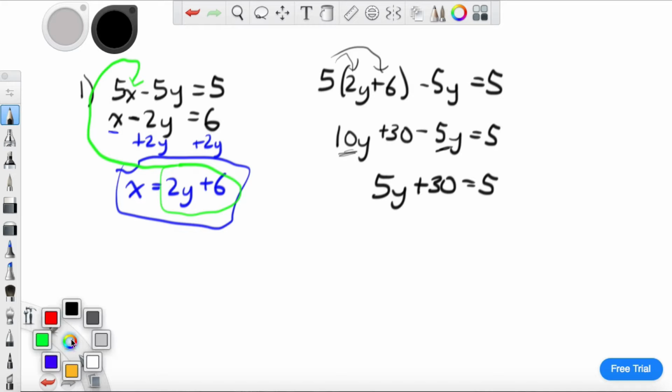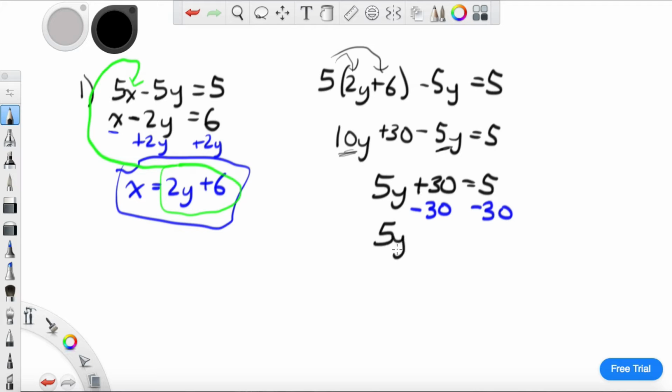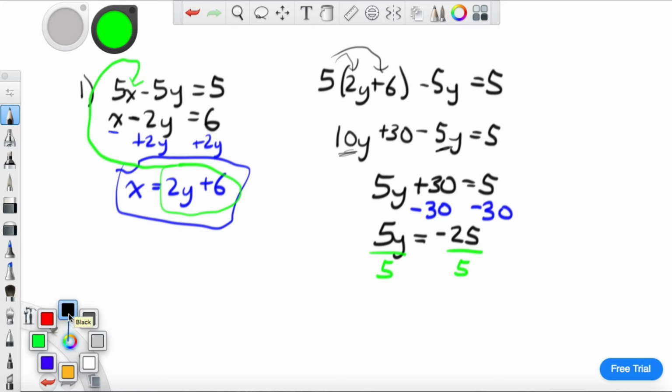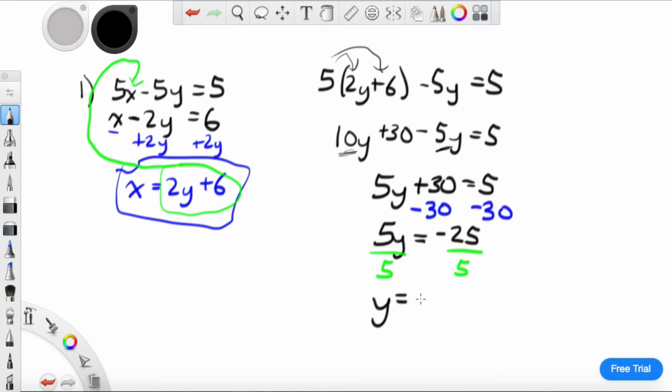And then the last thing I'm going to do is I'm going to do two more things. I now have a two-step equation. I'm going to subtract 30 from both sides, and I'm going to end up with 5y all by itself on one side equals negative 25. Then I divide both sides by 5, and I get that y equals negative 5, because negative 25 divided by 5 is negative 5. Okay, so that's half my answer.